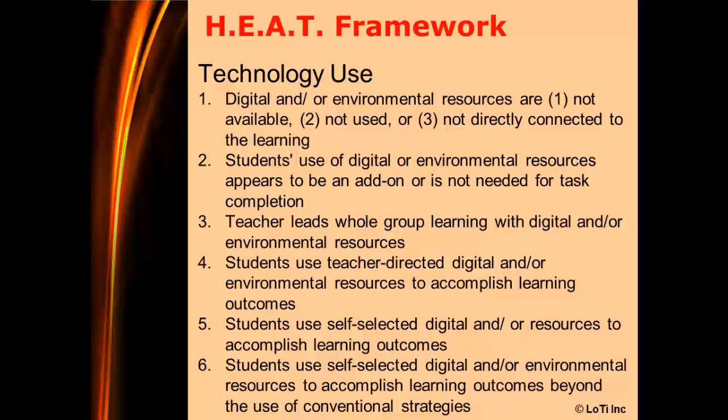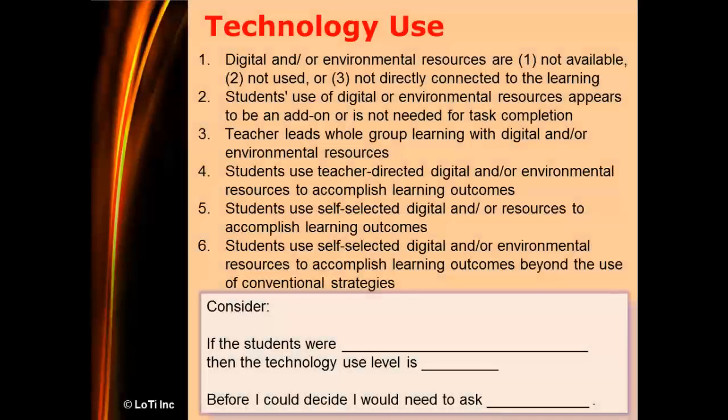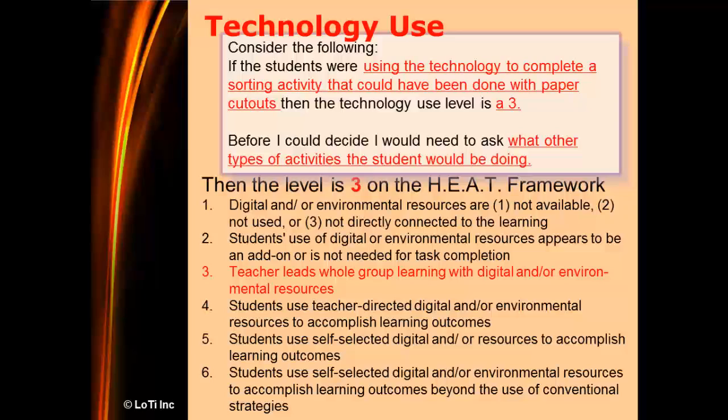Returning back to the technology look-fors, you're looking for who was using the technology and what was it being used to accomplish. It, again, is often helpful to consider the if-then statement. If the students were using technology to complete a sorting activity that could have been done with paper cutouts on a felt board, then the technology use level is a 3. Before I could decide, I would need to ask what other types of activities the student would be doing.